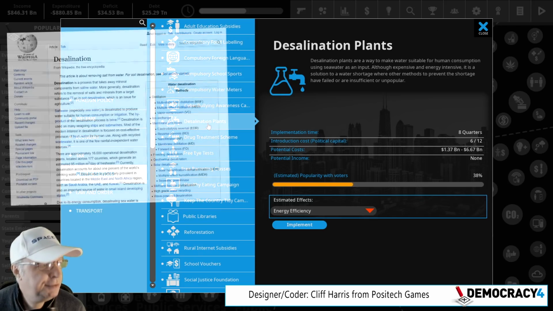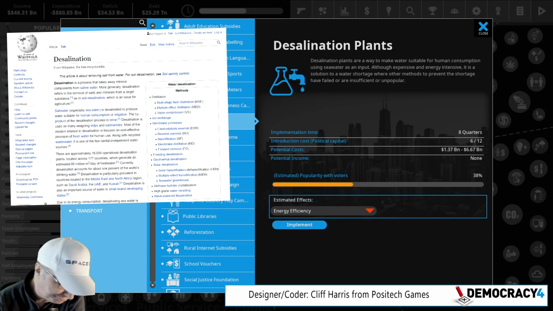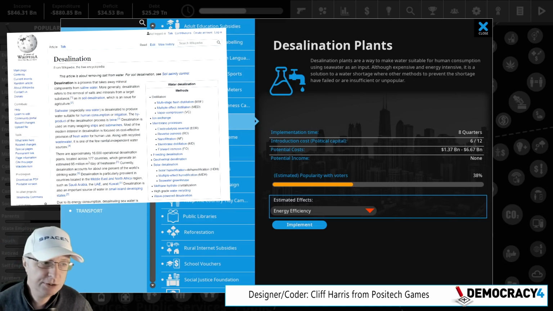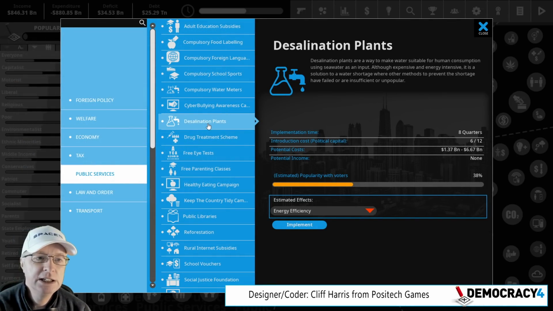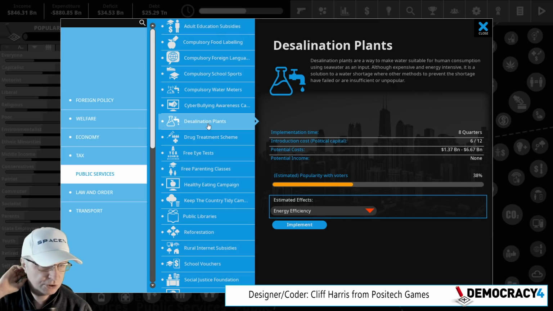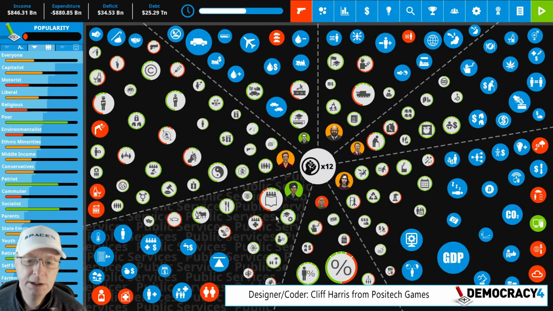And we have a different strategy for this, which is desalination plants, which is basically taking seawater and taking the salt out. That's really hard. It's really expensive. It costs a fortune to do this. It uses an enormous amount of electricity to do this. So that's why we put energy efficiency down, because that's our way of saying this uses a lot of energy. So it effectively reduces the energy efficiency of the country because you're doing this rather than conserving water in other ways. And again, desalination plants is something that will prevent water shortage. So that's another new policy that's in the game.